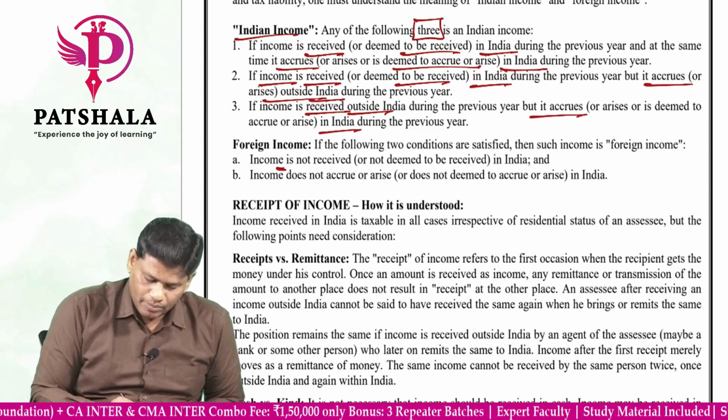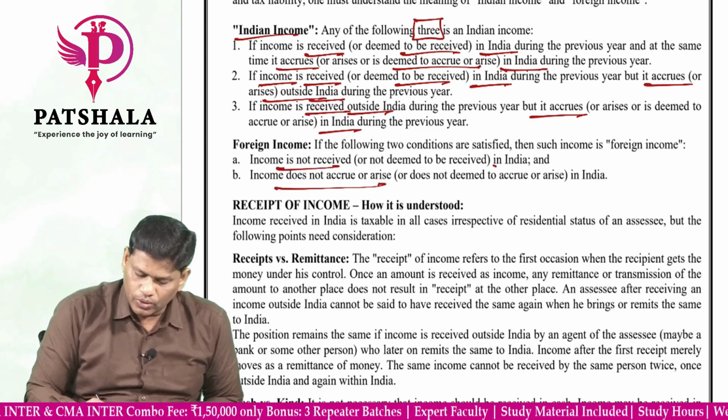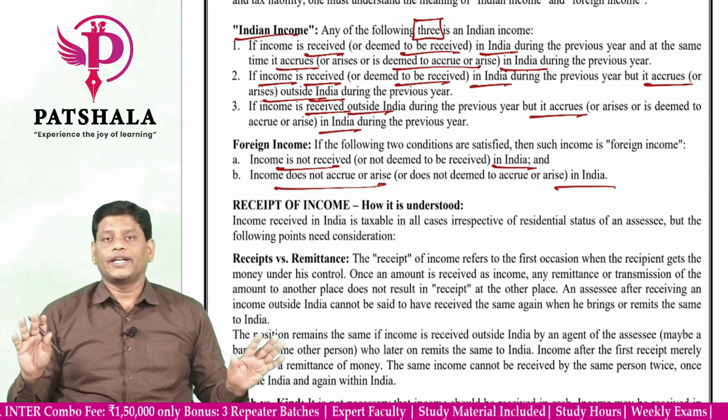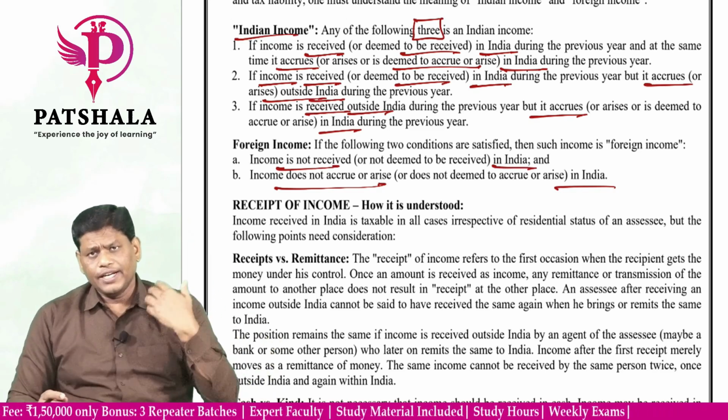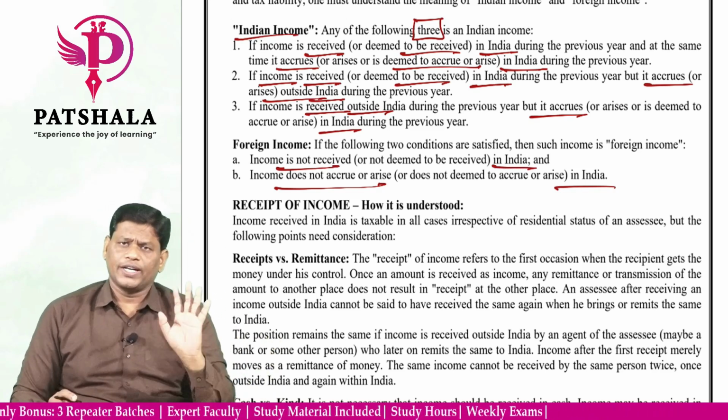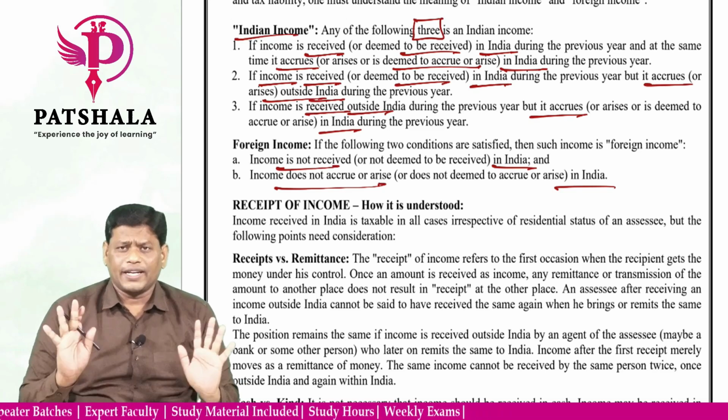Foreign income: income not received, income does not accrue in India. So it doesn't accrue in India. So where does it accrue? Outside India. It is not received in India. Where does it receive? Outside India. Then that income is known as a foreign income. Clear?